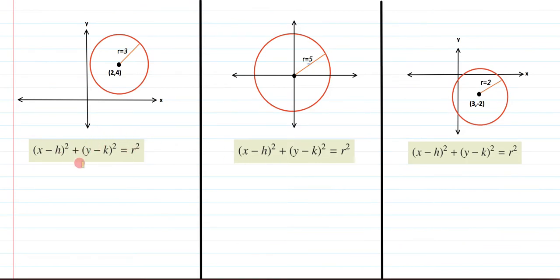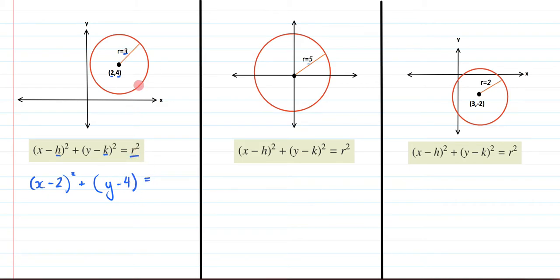Here is our general formula for it without variables. And all I'm going to do now is sub in my points in order to construct an equation for this circle. So I'm going to be left with x minus my h value, which here will be 2, and my k value will be 4.